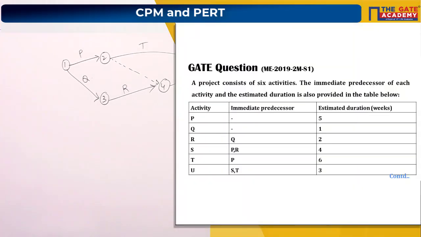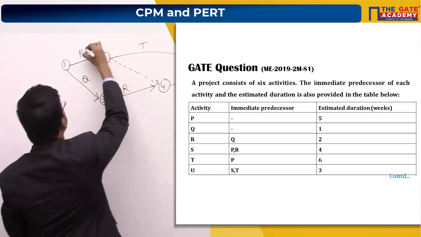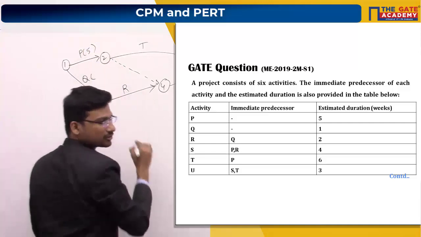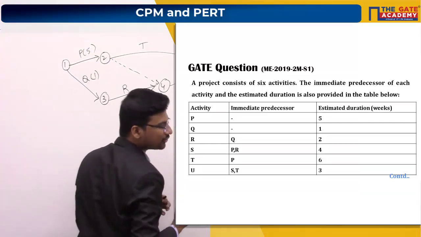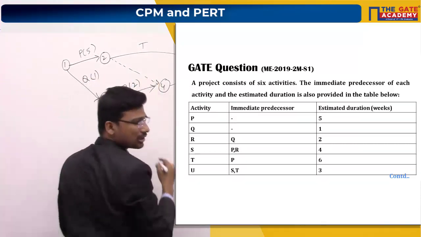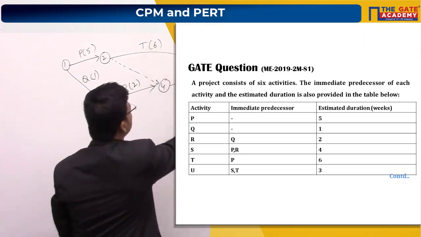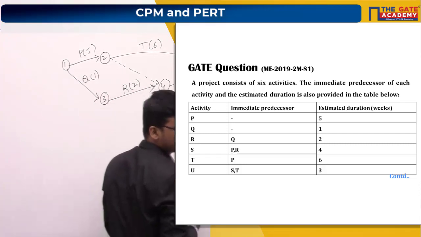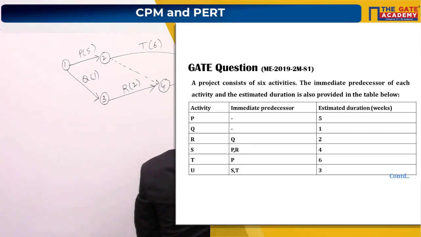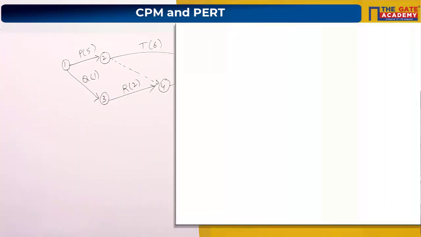Now you can read the question. Estimated durations are given in terms of days, so let's write the days also here. For P it is 5 days, for Q it is 1 day, for R it is 2 days, for T it is 6 days, for S it is 4 days, and for U it is 3 days. I'm just moving to the next slide so that you can have a look at the question.